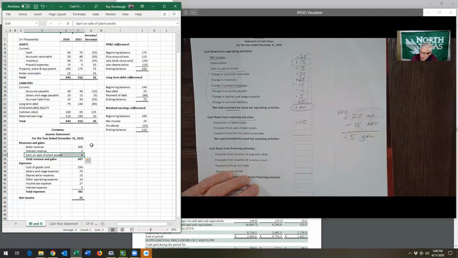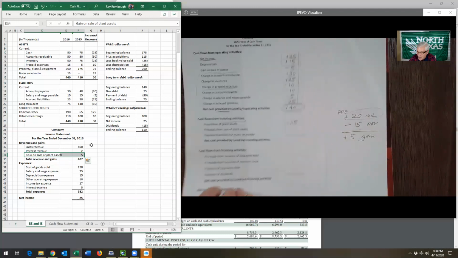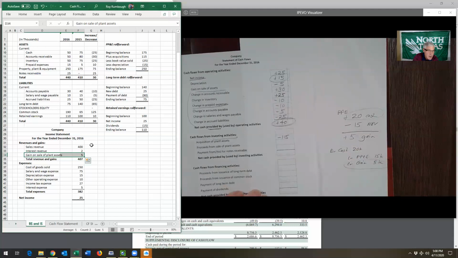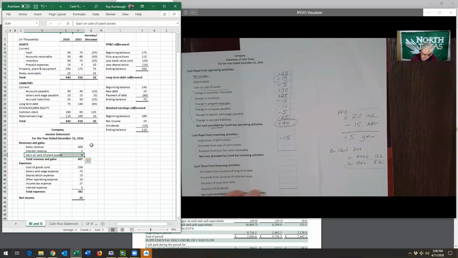So we received $20,000 in cash, and the net book value of property, plant, and equipment was only 15. If you looked at the journal entry, it would have read debit cash 20,000, credit property, plant, and equipment 15,000, and credit gain 5,000. Gain went to the income statement, which we see on our income statement. Gain on sale of plant assets, 5,000, and property, plant, and equipment went down by 15.